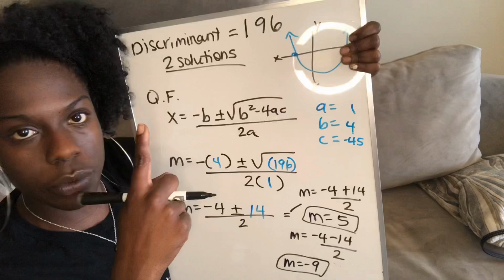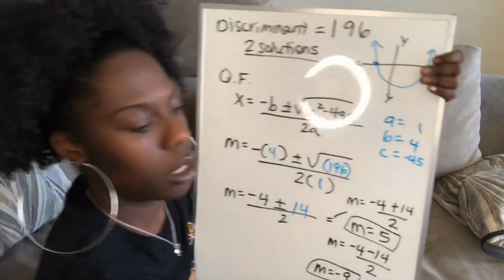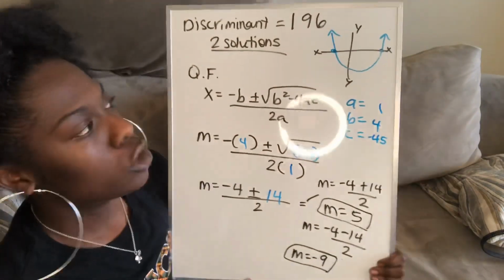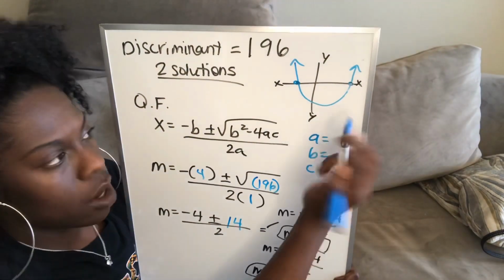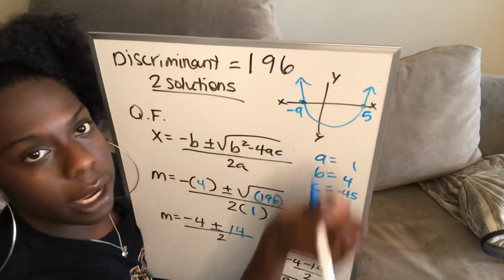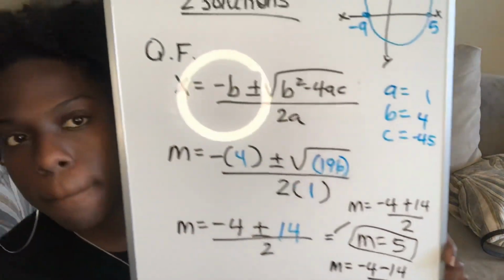You take this equation, these values, plug it back into our original equation, they should equal 0. You know you got the correct answer. But remember, our solutions are synonymous to the words x-intercepts. So they're letting us know that these values that they actually crossed at were 5 and -9. Okay? Let me show you my board.